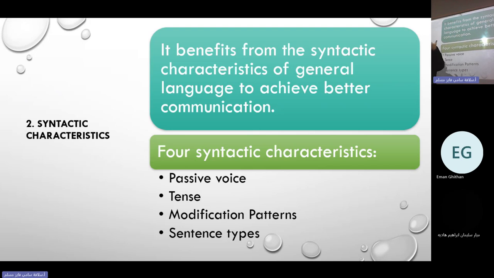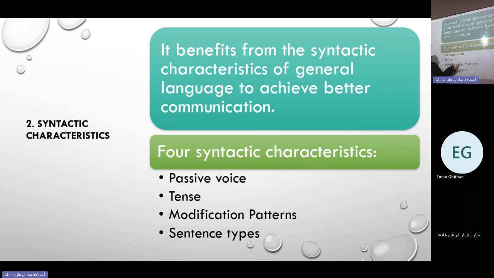As we know, in the Arabic language, Arabic prefers to start with a verb, while in the English language, English prefers to start with a noun. There are 4 syntactic characteristics: using passive voice, tense, modification patterns, which is using modifiers. What are modifiers? Modifiers are words or phrases that add information to a noun or a verb.